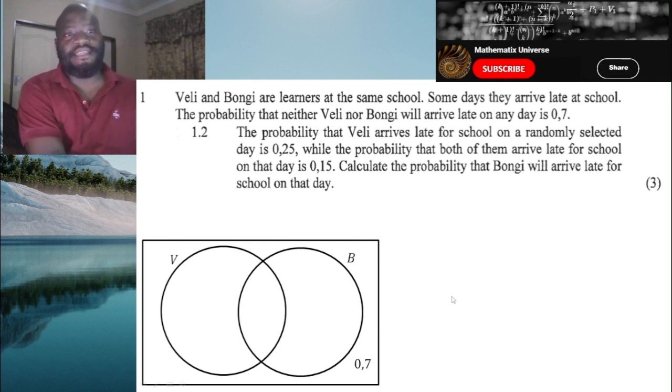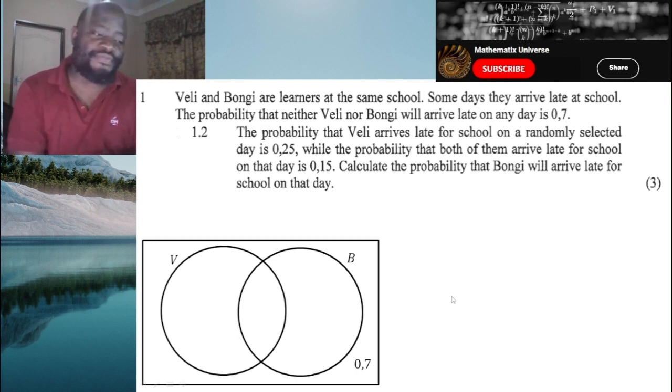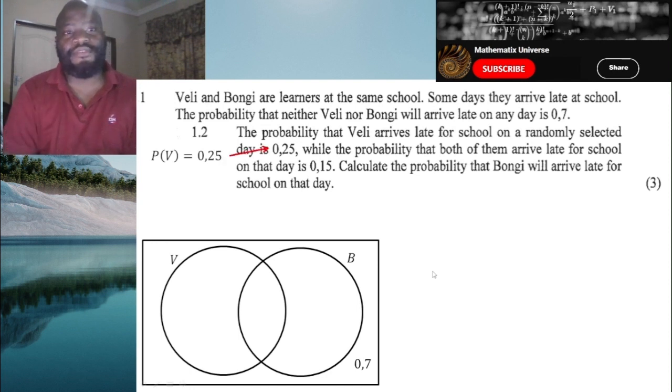Next question says, 1.2. So the probability that Veli arrives late for school on a random day is 0.25. So this is the probability of V. Then, while the probability that both of them arrive late for school is 0.15.